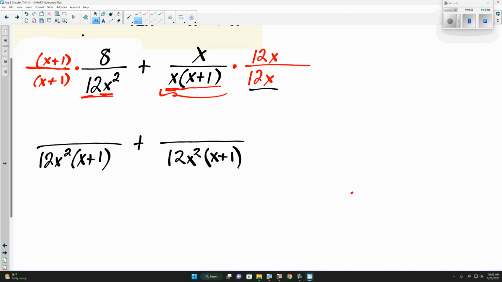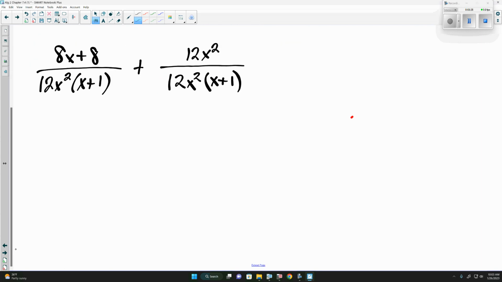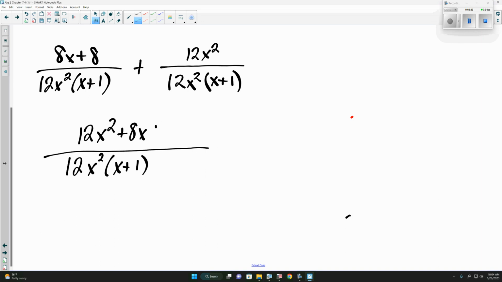Now we can go on and multiply the numerators. So 8 times x is going to be 8x. 8 times 1 is going to be plus 8. And on the other side, we have 12x times x, which gives us 12x squared. Now we can add the numerators together, which will give us 12x squared plus 8x plus 8. Since it's only one term in the second and we're adding, we don't have any kind of sign issues to deal with, so we can just add these together.